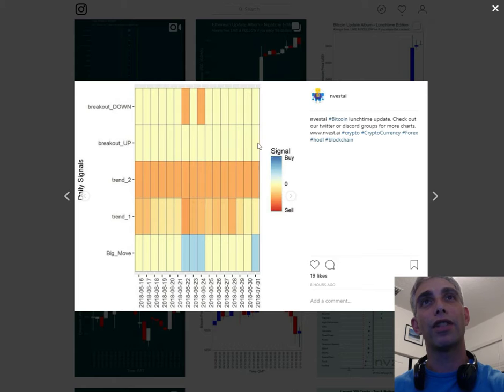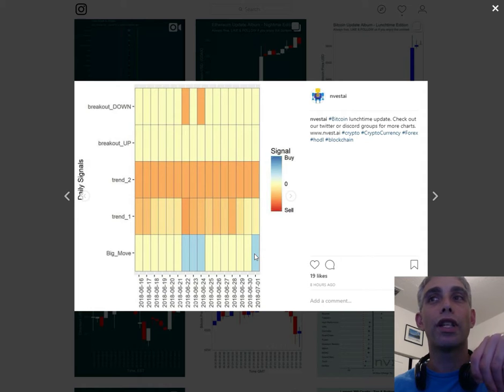So if you have a breakout to the upside, this would light up blue, and if you have a breakout to the downside, it lights up orange or red, right? So we haven't seen a breakout to the downside, but we haven't seen any breakout to the upside either. And this one, the last one, is called big move.